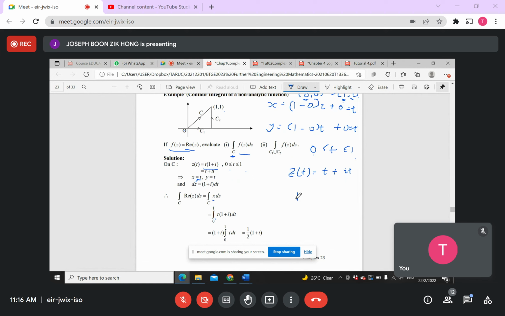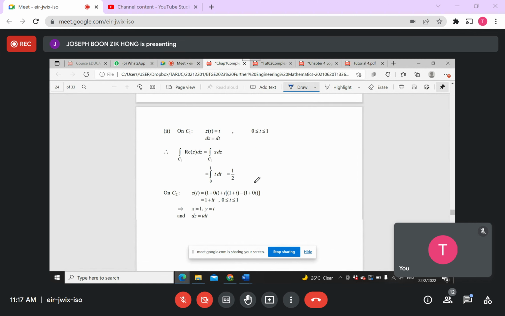And then what is your dz? Your dz, you differentiate from here. This one you differentiate with respect to t. You will have 1. Sorry, what you have is differentiate with respect to t, 1 plus i dt. So you have to substitute this one into your dz here. 1 plus i dt, and then the rest is just do the normal integration.